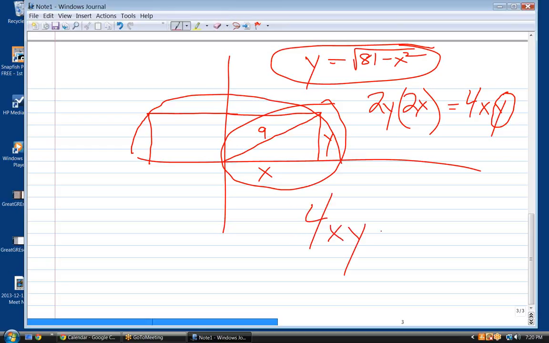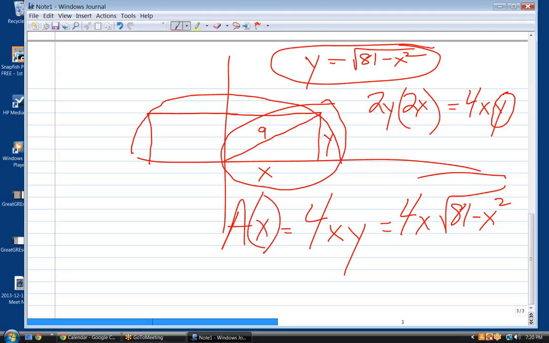4xy equals 4x times the square root of 81 minus x squared. And 4xy is the area. So area as a function of x is that. Okay.